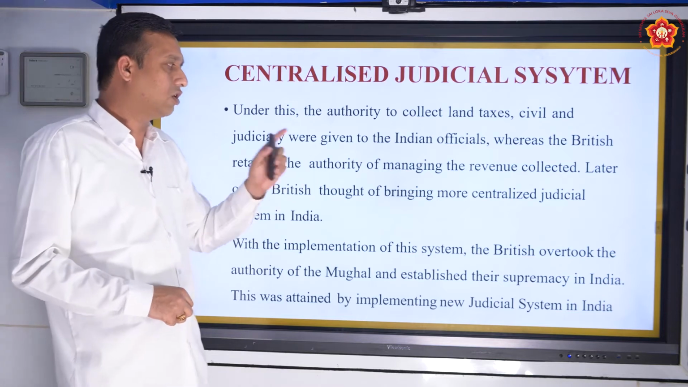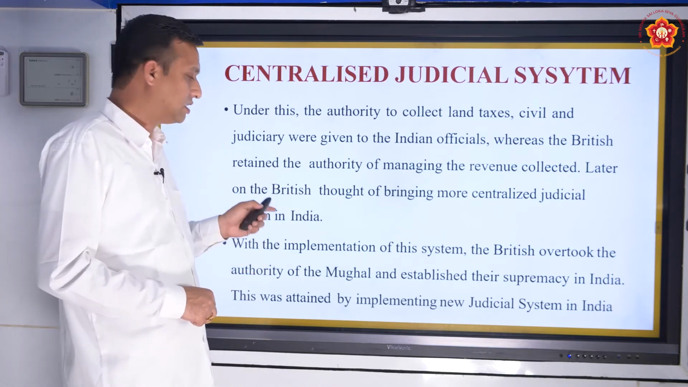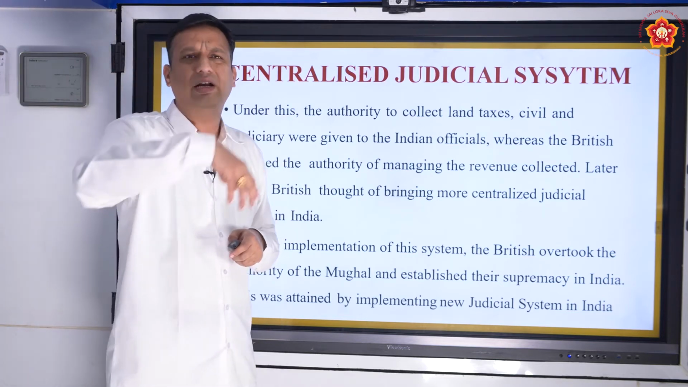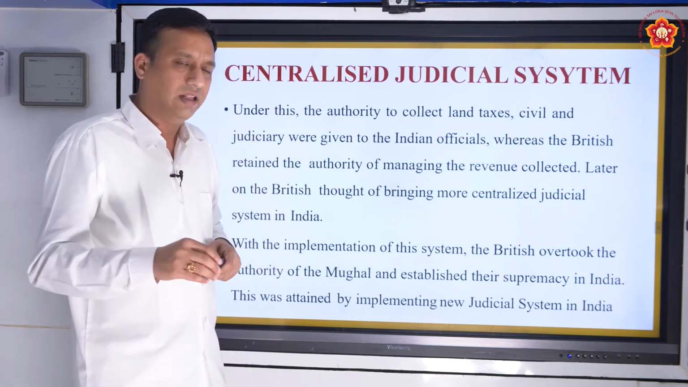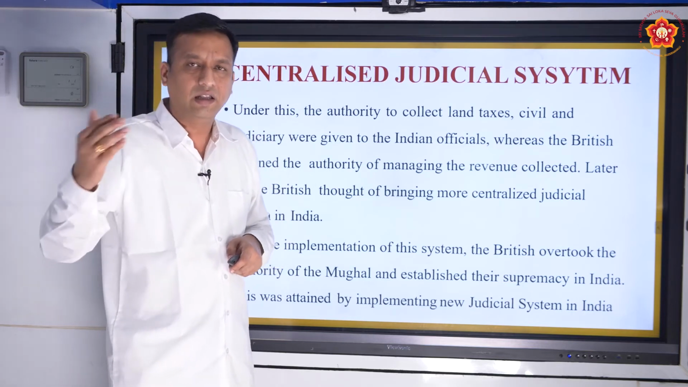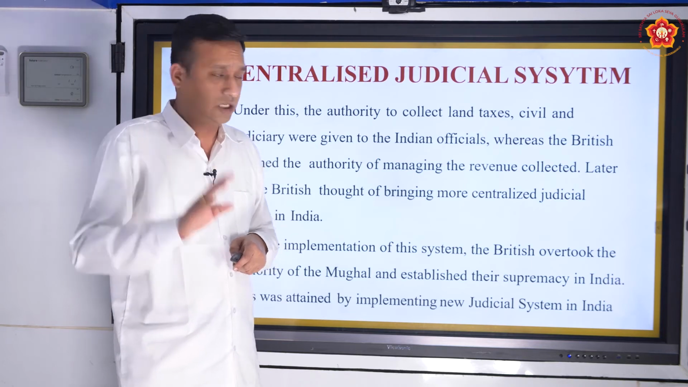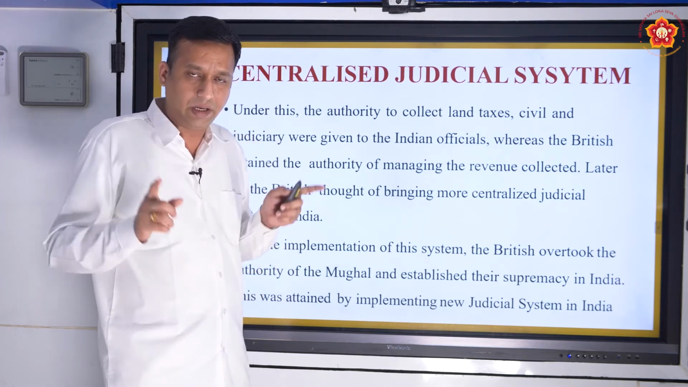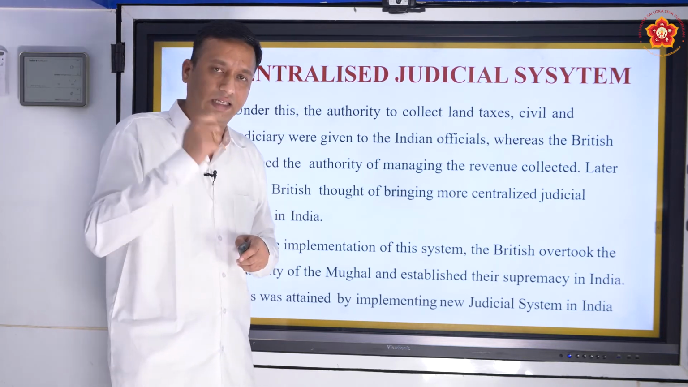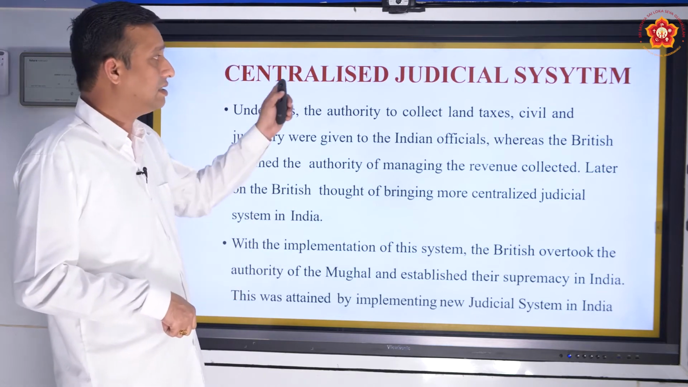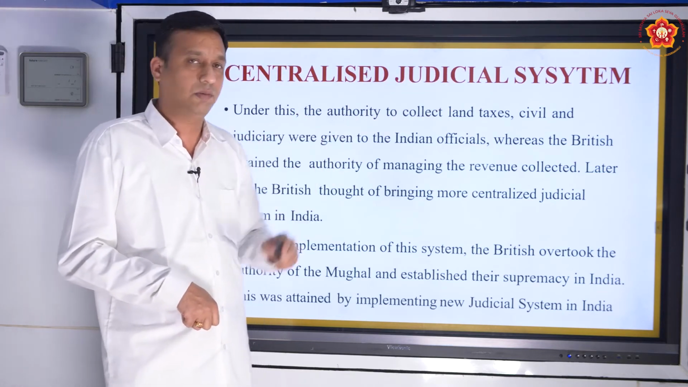Later on, the British thought of bringing a more centralized judicial system in India. They thought in different areas, different rules are there. For the same mistake in different areas, there are different punishments. So we should bring uniformity, and a central system is required. So a centralized judicial system was now set up.